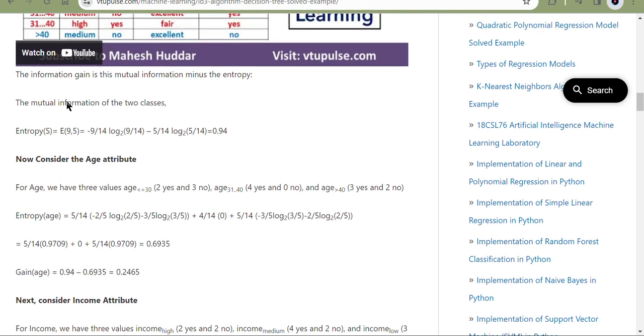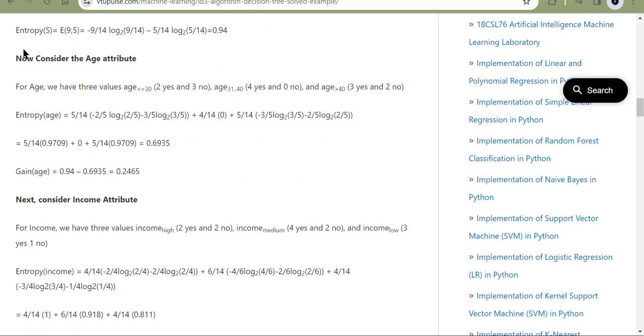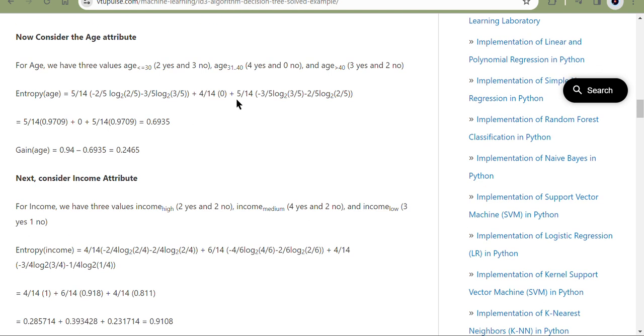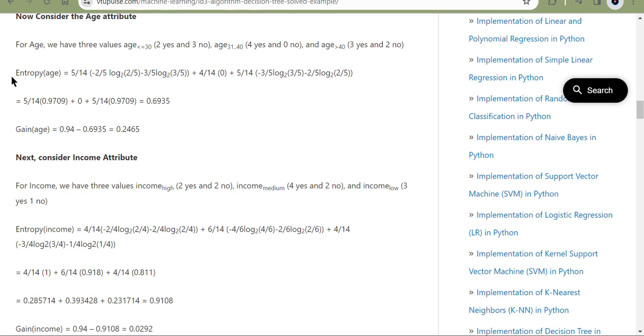Now consider the age attribute. For age we have three values: age less than or equal to 30 has 2 yes and 3 no, age 31 to 40 has 4 yes and 0 no, and age greater than 40 has 3 yes and 2 no. Entropy of age equals 5/14 times minus 2/5 log2 2/5 minus 3/5 log2 3/5, plus 4/14 times 0, plus 5/14 times minus 3/5 log2 3/5, and this is how we calculate the entropy, and this will be the entropy, and this is the gain.